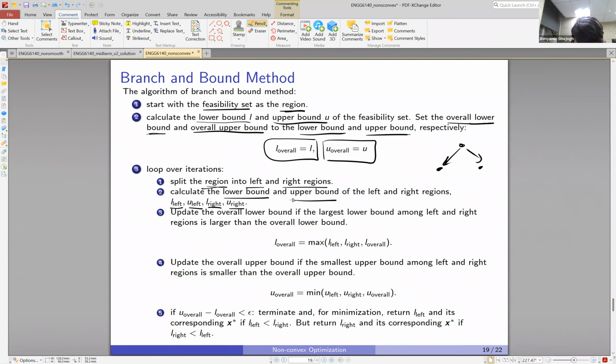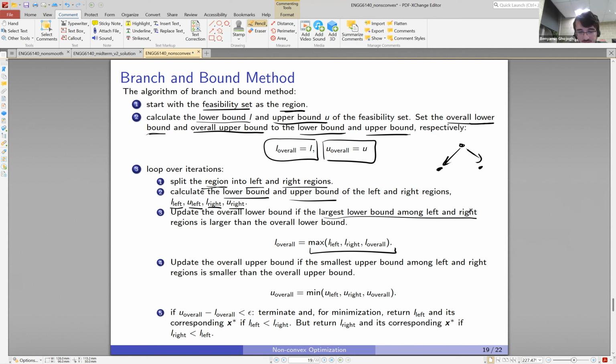In simple words, update the L overall, which was initialized by the lower bound of the feasibility set, to be the maximum of L left, L right, and L overall. What does it mean? It means that between L left and L right, which one is better? Of course, the larger one. That's why I called it the largest lower bound among left and right.